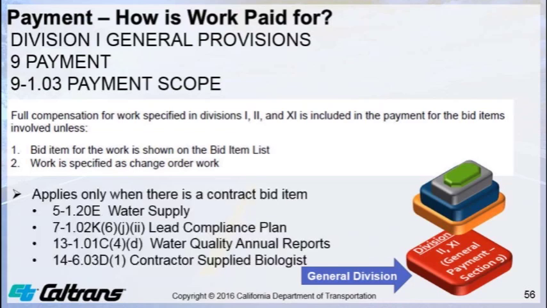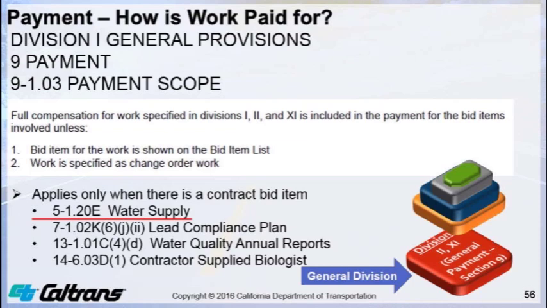These sections that currently have this provision are Section 5-1.20E Water Supply, Section 7-1.02K(6)(j)(ii) Lead Compliance Plan, Section 13-10.01C(4)(d) Water Quality Analysis Water Quality Annual Reports, and Section 14-6.03D(1) Contractor Supplied Biologist.